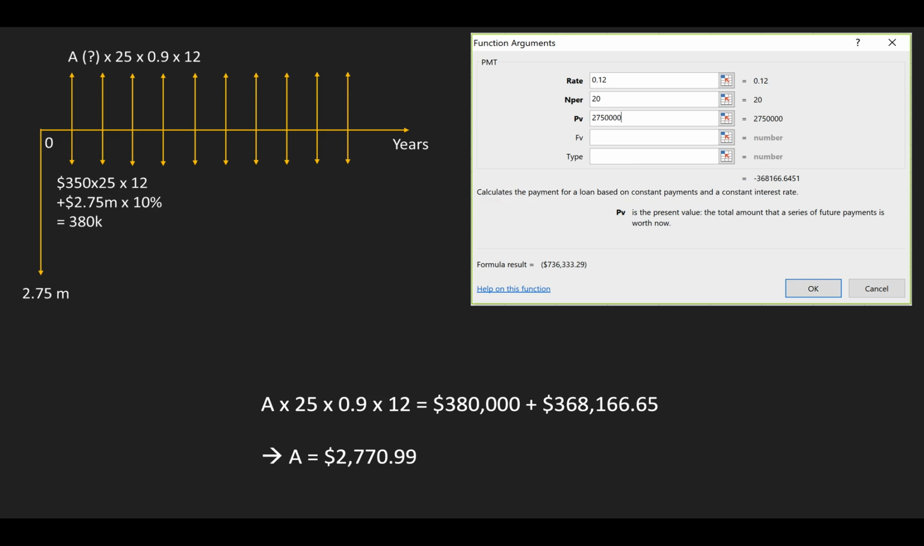I hope this makes sense. This is all I'm going to cover today. We're going to talk about the internal rate of return, and we're going to talk about multiple projects evaluation next time.